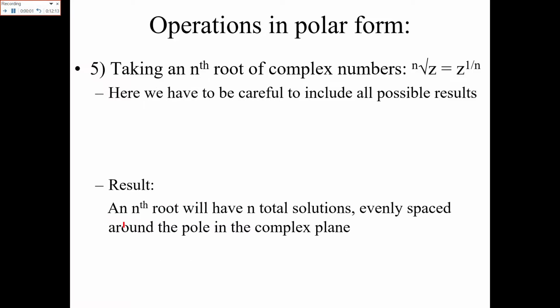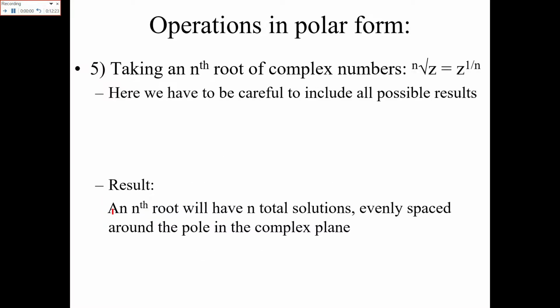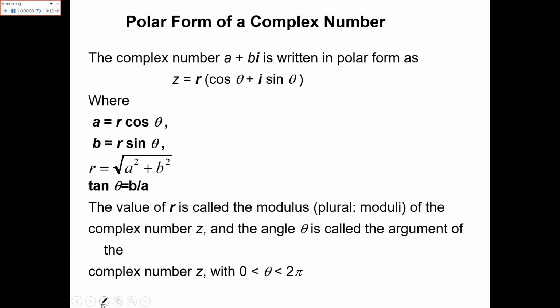So if you have to take the root, z raised to the power 1 over n would be equal to r raised to the power 1 over n cis 1 over n theta, which is r raised to the power 1 over n cos 1 over n theta plus sin 1 over n theta. This is how you will have the nth root of the complex number. Now I will choose the pointer again.